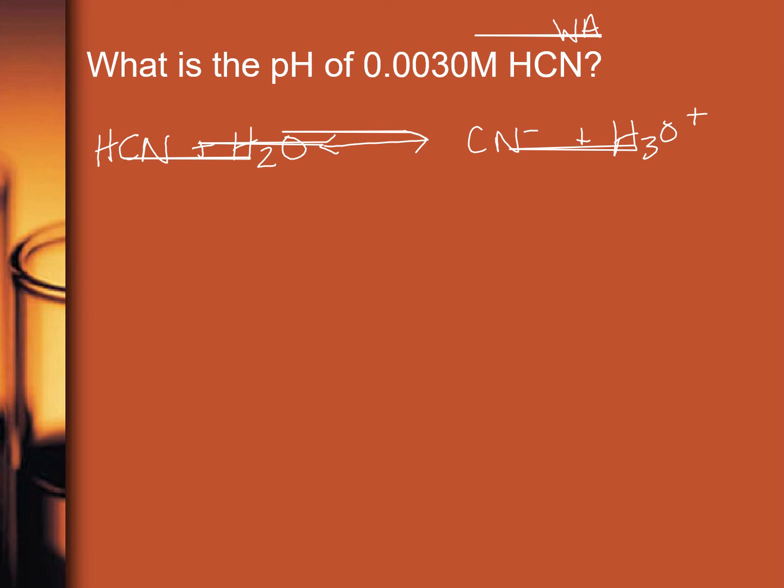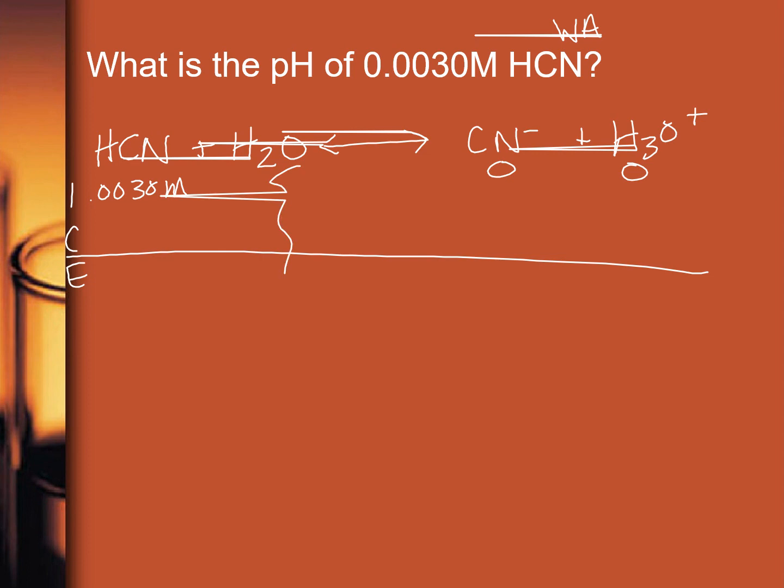So we are starting with 0.003 molar hydrocyanic acid. We're not starting with anything else at the beginning. And remember, we ignore water because it's a liquid. So we're going to be increasing on our product side by a factor of X, decreasing on our reactant side by a factor of X. So our equilibrium amounts are going to be 0.0030 minus X, X, and X.